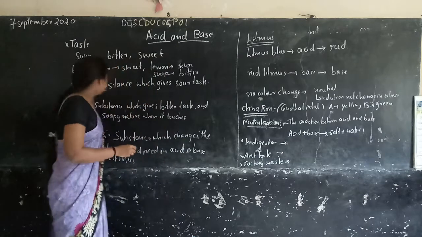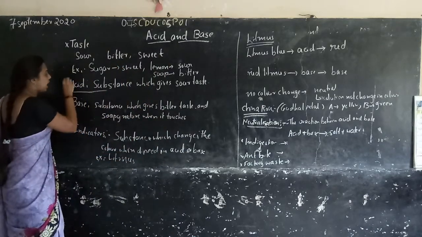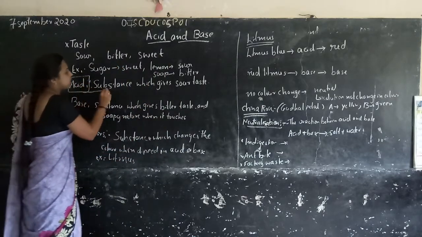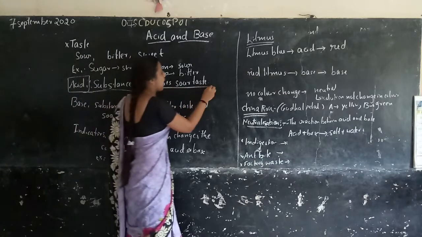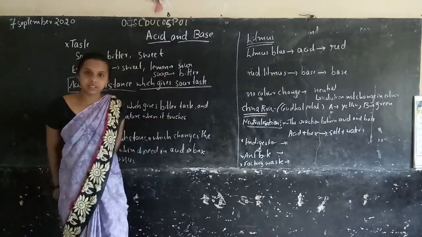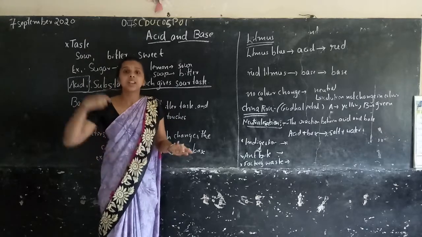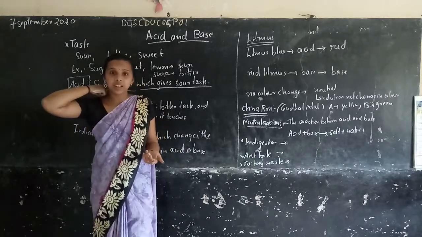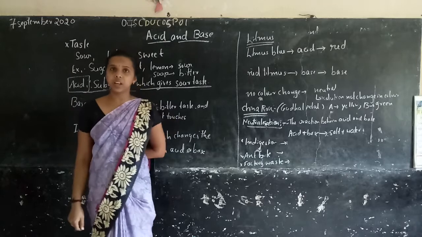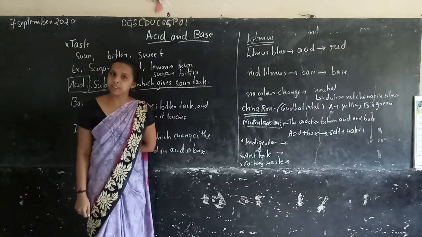The substance which has a sour taste is called an acid. If we take any substance which has a sour taste, such a substance is called an acid. Do you know about it now? Can you give an example?